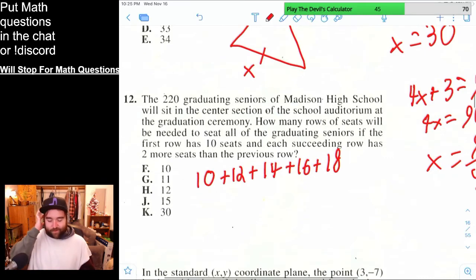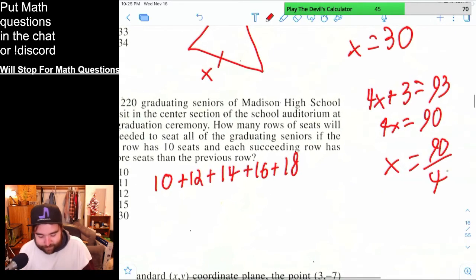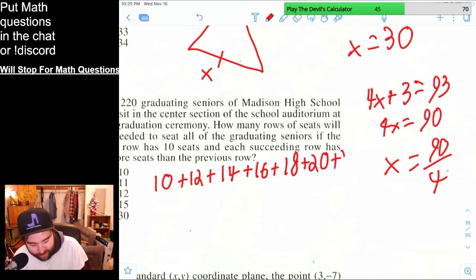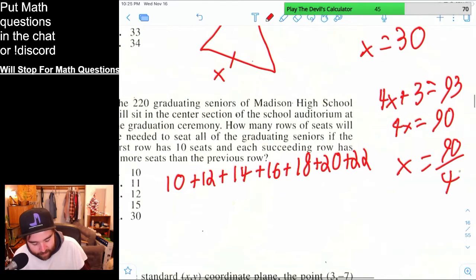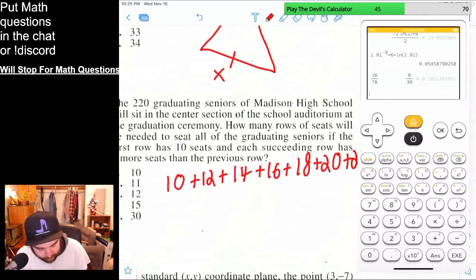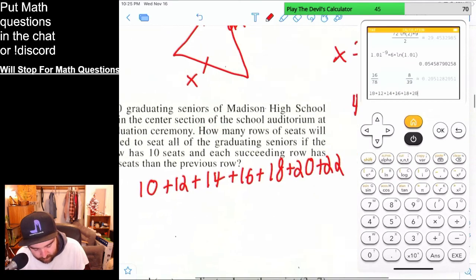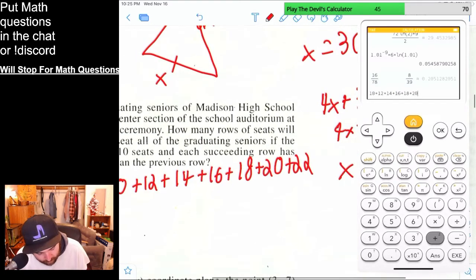I guess this will take quite a while. But otherwise, we're using like sigmas and stuff. So I don't know. I'm not against this. Plus, we have a calculator. So yeah, I guess I would just sit here and go 10 plus 12 plus 14 plus 16 plus 18 plus 20. Let's see, 10 is the lowest we need. Plus 22, 1, 2, 3, 4, 5, 6, 7, plus 8, 9, 10.